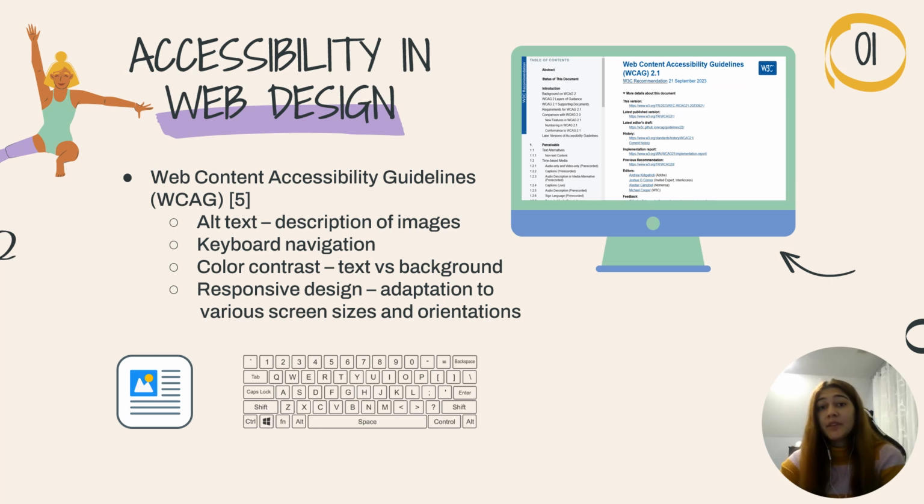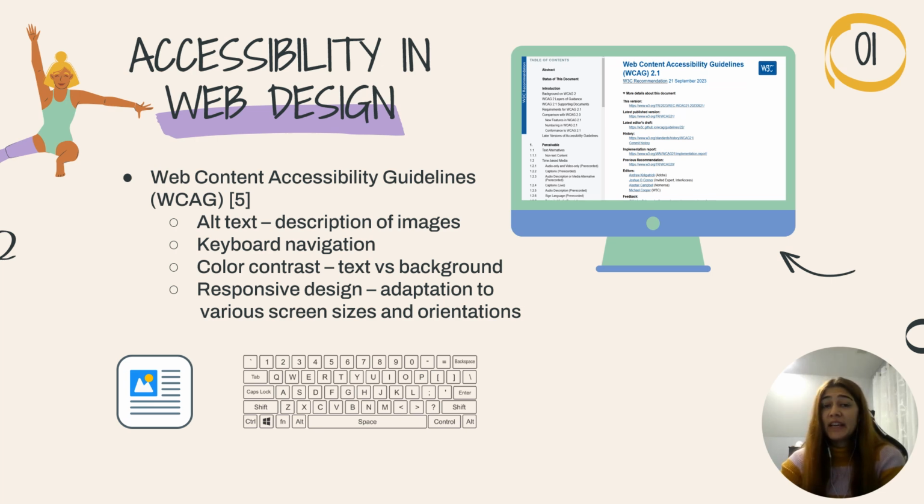Alt text provides a textual description of images, enabling screen readers to convey visual content to users with visual impairments. So basically, it makes images accessible. Accessible websites also allow users to navigate using only a keyboard, ensuring those who cannot use a mouse due to a disability like a motor impairment can still fully interact with the site.